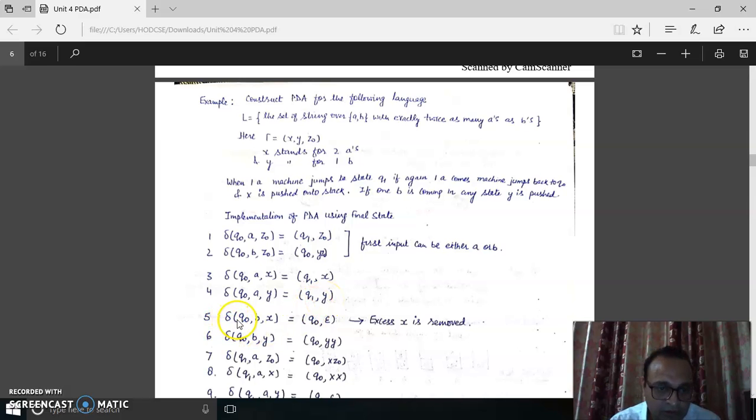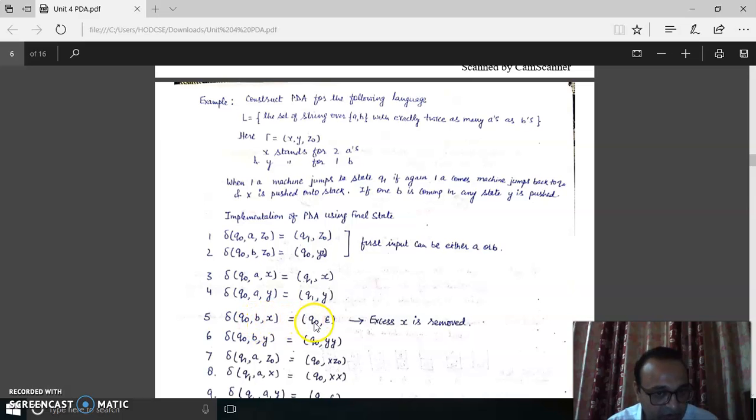Now suppose the machine is on the Q0 state, B is encountered, and the stack top symbol was X. It means that for 2 A's 1 X has been pushed onto the stack, and now B has been encountered. So this B will cancel this A.